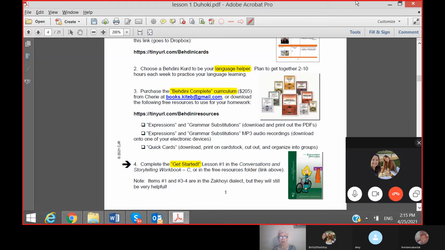So the whole point of working with the language helper is to go through the conversation part and the vocabulary part, and then you work on the grammar part at home and then run your sentences and stories by your language helper and see if they're correct. We'll talk about that more later.